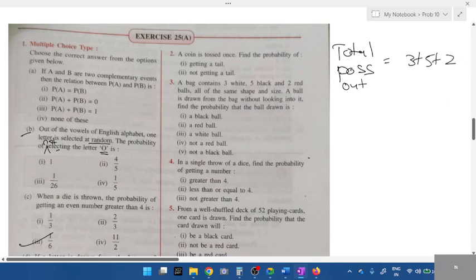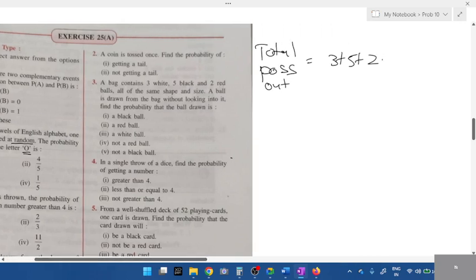Be quick. There are a lot of questions in this chapter. They give a lot of questions. 3 white, 5 black, and 2 red balls, all of the same shape and size. A ball is drawn from the bag without looking into it.